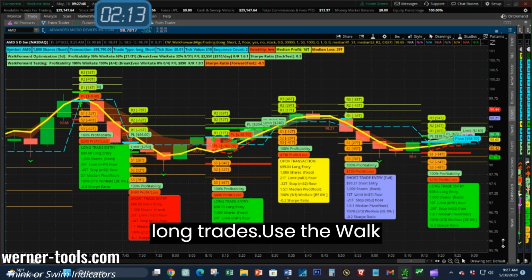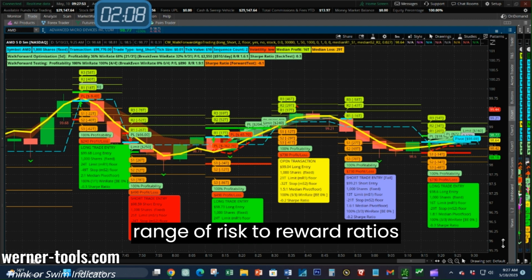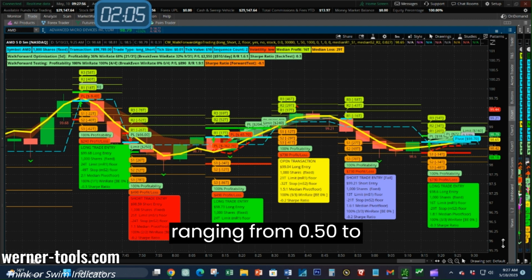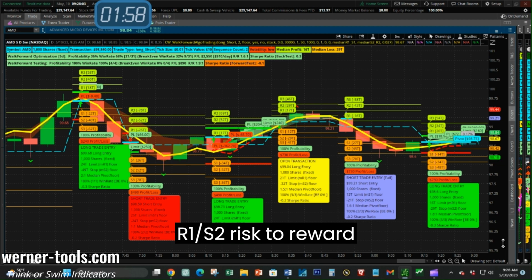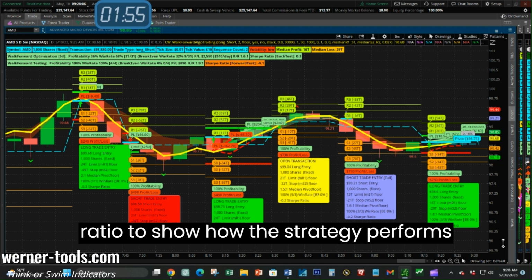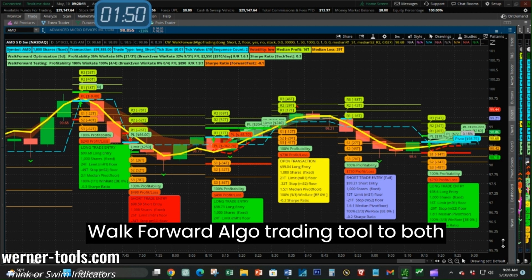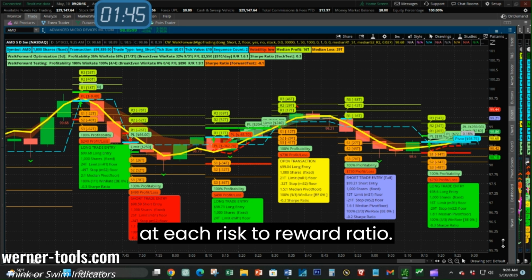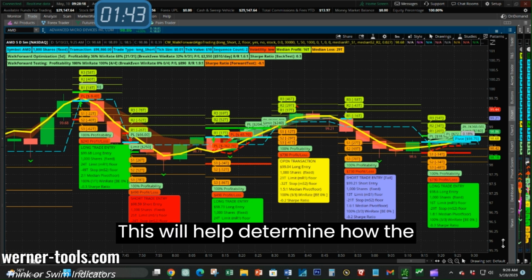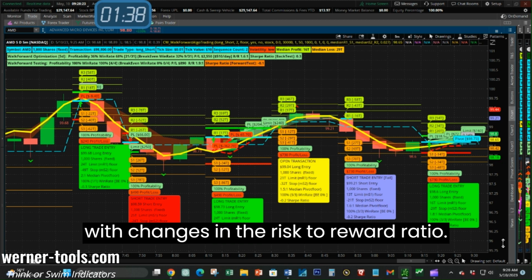Use the Walk Forward Algo Trading tool to test a range of risk-to-reward ratios, ranging from 0.50 to 10.0. Test ratios that are higher and lower than the R1/S2 risk-to-reward ratio to show how the strategy performs at different price levels. Use the Walk Forward Algo Trading tool to both forward test and back test the strategy at each risk-to-reward ratio. This will help determine how the profitability of the strategy varies with changes in the risk-to-reward ratio.